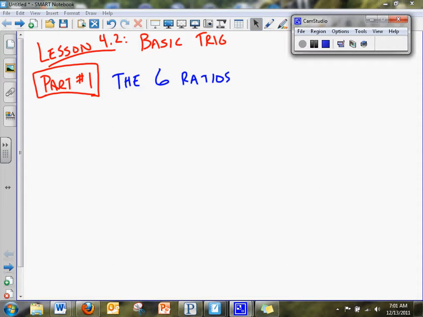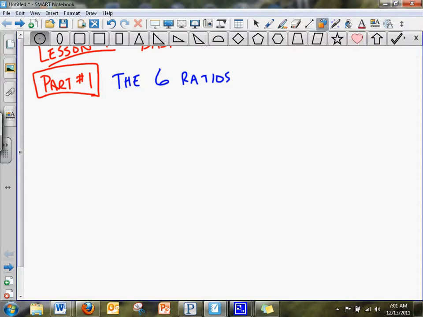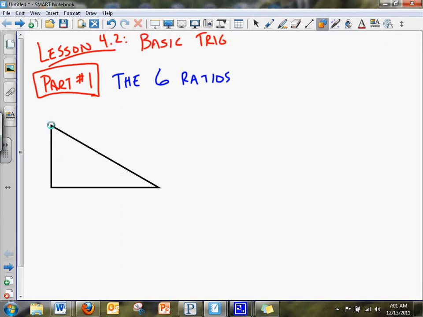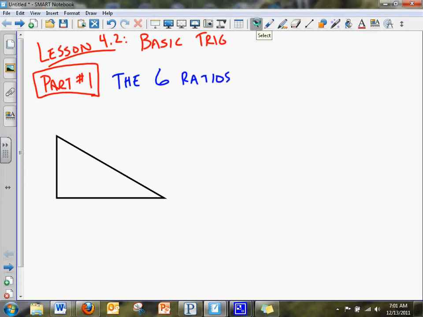So first of all, we're just going to start with a basic right triangle. Okay, we're going to label it. Usually the right angle is always C. The other 2 angles we call A and B. Side A is going to be opposite angle A. Side B is going to be opposite angle B, and side C opposite angle C. Make sure you're using upper and lowercase appropriately there.